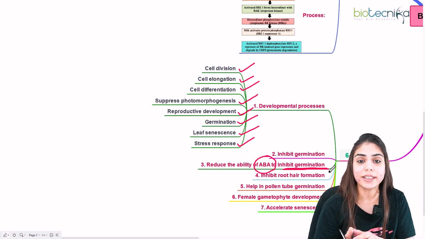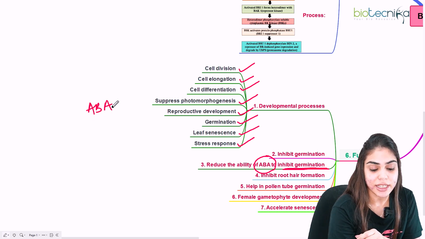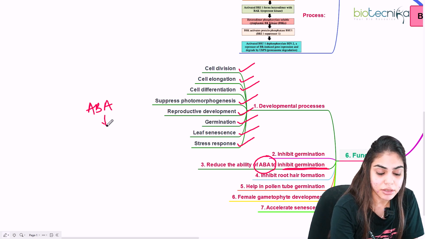Now we all know this. There is one phytohormone called ABA, which is also known as abscisic acid. This is used to inhibit the germination of seeds in plants. This inhibits the germination of seeds.